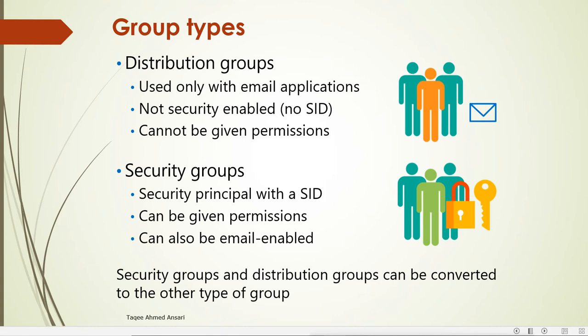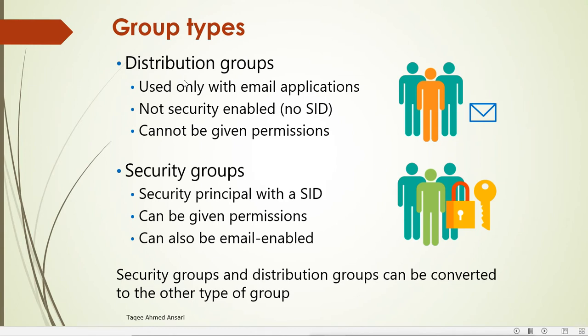Now, in Windows, all the privileges and permissions users get, they get from different groups. There are some default groups which are used to provide permissions. So in Windows, users basically get privileges through groups. Now, we have different types of groups.